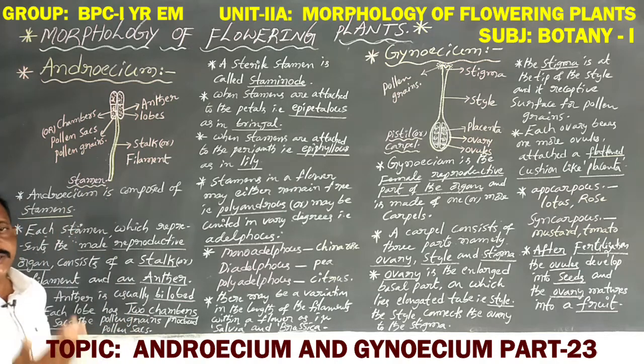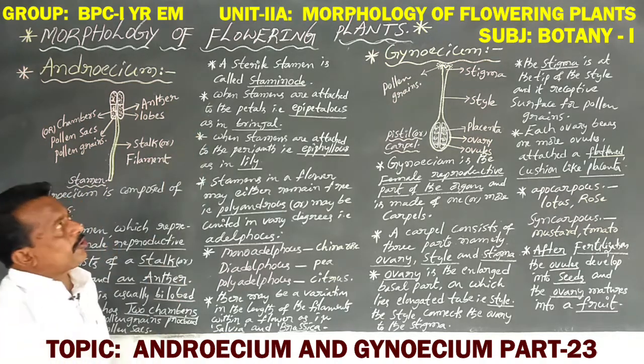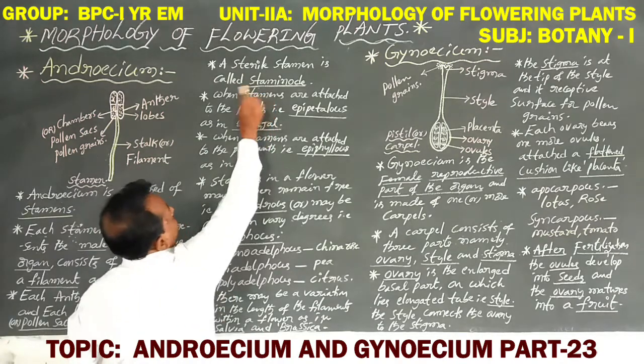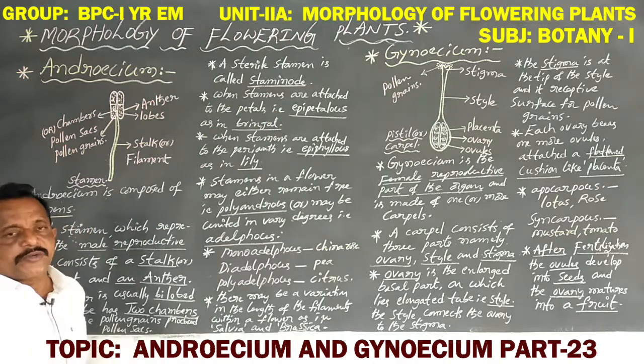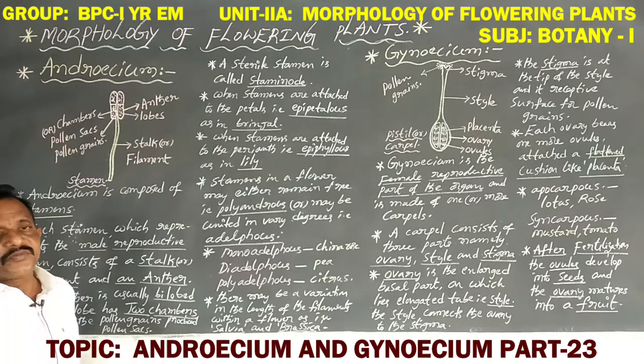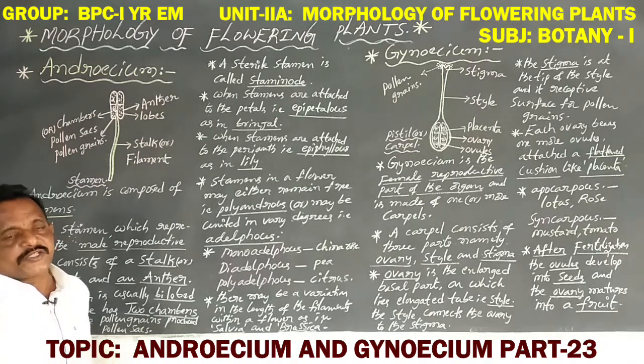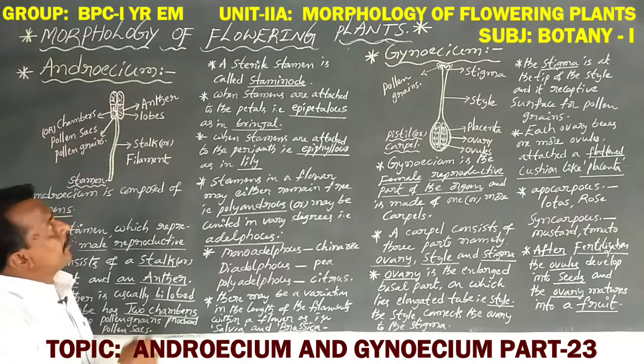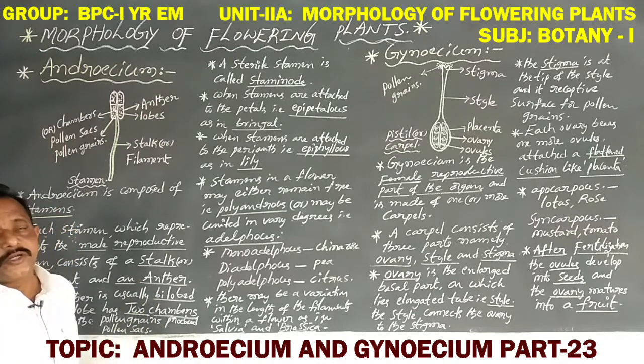Some species have sterile stamens. These sterile stamens are called staminodes, especially seen in some Cassia species. A sterile stamen is called a staminode, meaning unfertilized or unhealthy pollen grains.